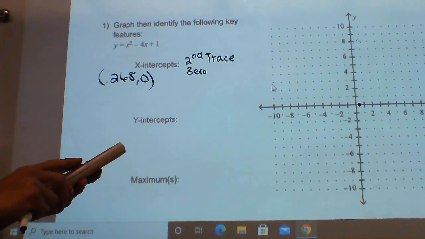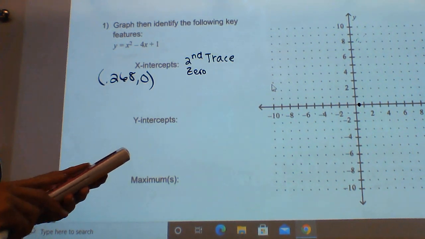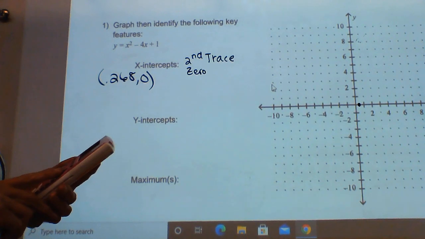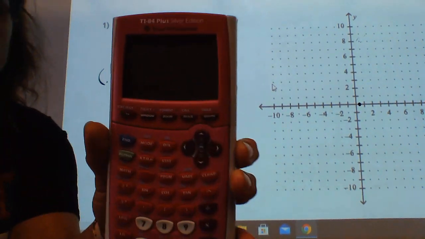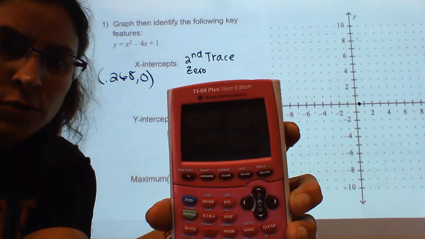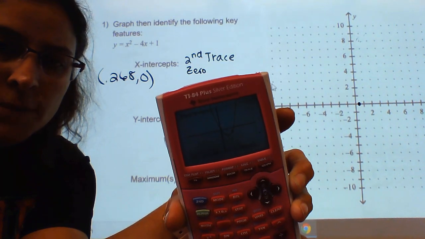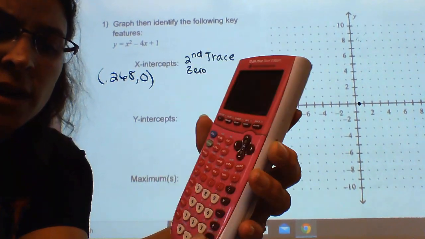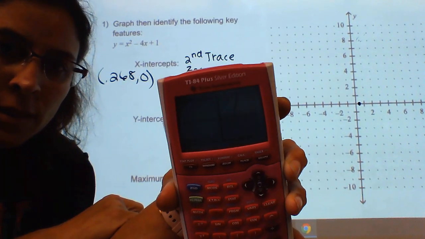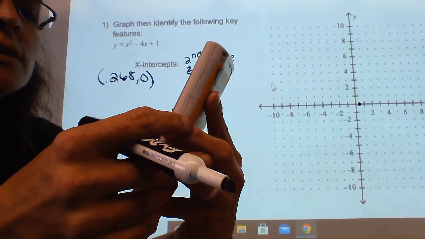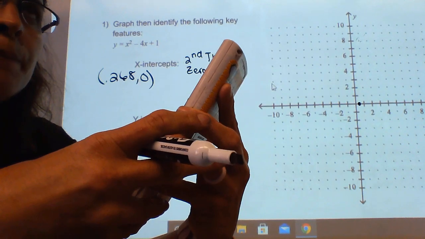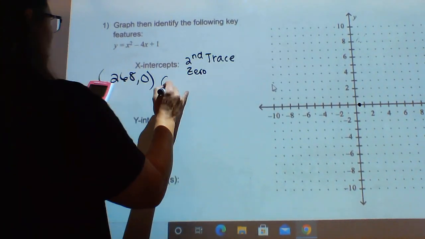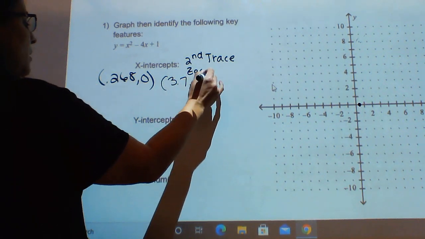So I'm going to do the same thing. Second, trace, and then 0. And I like to bring my cursor super close to the x-axis. So I start below, you can see the little x there. I hit enter once. Then I'm going to move it above, because you always have to have one below and one above the x-axis. Hit enter for the third time, and I'm going to get 3.7 comma 0.